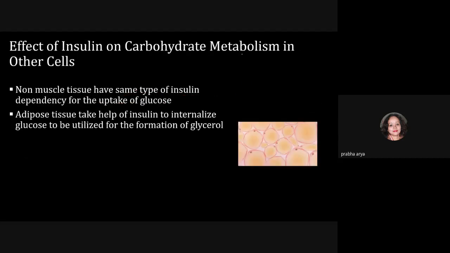Effect of insulin on carbohydrate metabolism in other cells. Other cells apart from muscle cells are also dependent on insulin by the same mechanism. They have to increase the receptor or transporter for glucose so that they can internalize more and more glucose. And adipose tissue requires glucose for the formation of glycerol. So this glucose will be internalized, and here it will form glycerol, and glycerol will then get accommodated into TAG, and this TAG will be stored in the adipose tissue.